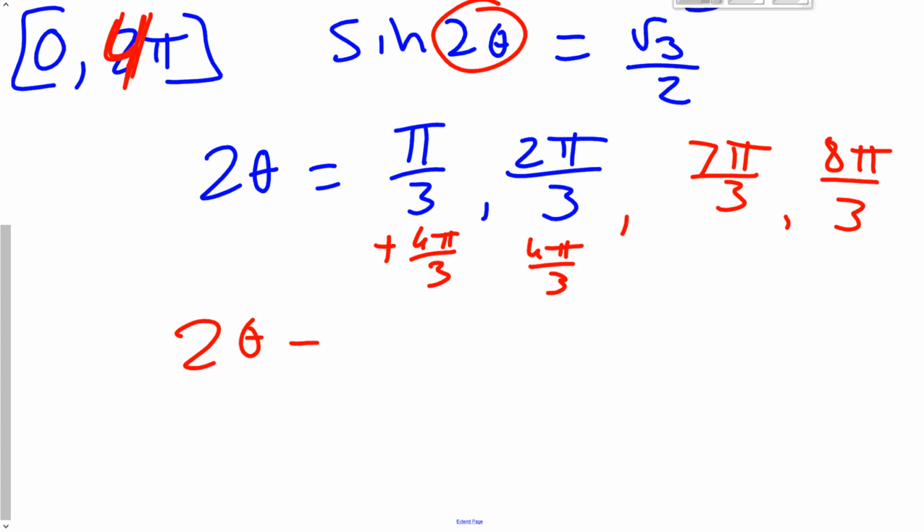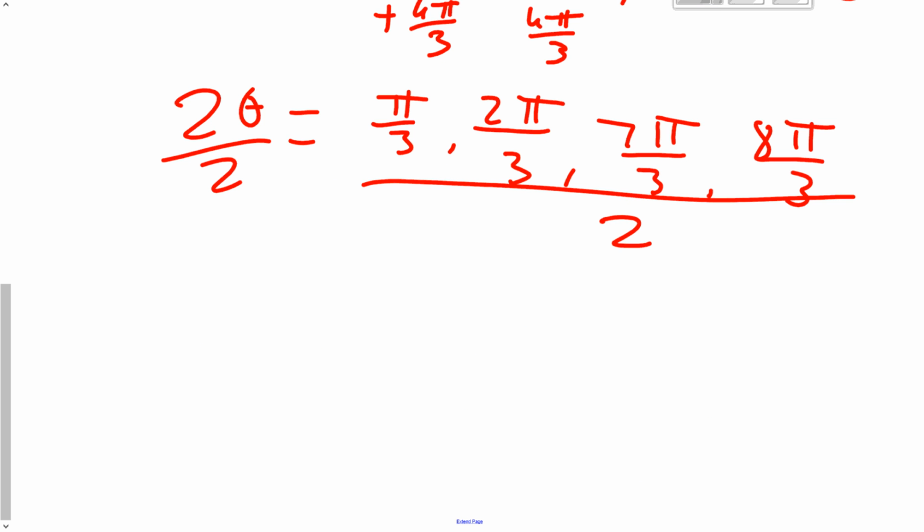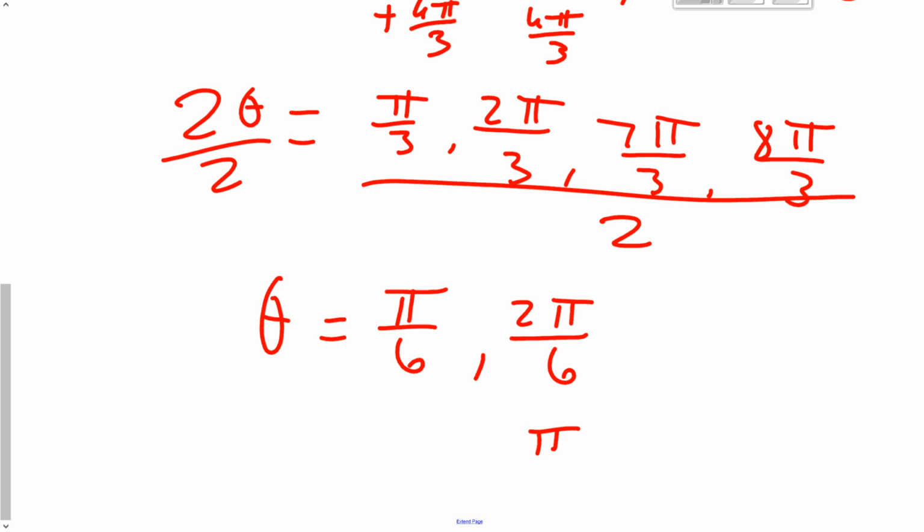So 2 theta equals pi thirds, 2 pi thirds, because I'm going from 0 to 4 pi, or from 0 to 720 degrees, and then 7 pi thirds and 8 pi thirds. Now I divide by 2 because I want to get theta by itself. Dividing by 2 is like multiplying by 1/2, so theta is pi sixth. That's 2 pi sixth, which reduces down to pi thirds.